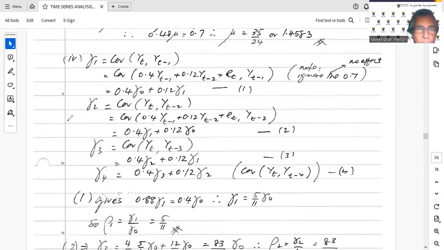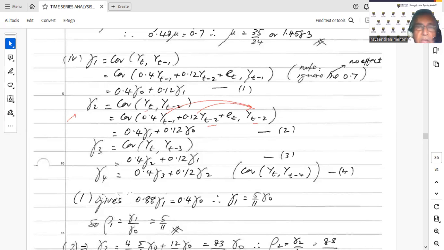You go to gamma 2. Write down your expression here, your process, and then do the same thing. Take 0.4 Yt minus 1 and Yt minus 2. Let me do that one more time. You will get 0.4 gamma 1, and then you take this thing and deal with this. This is t minus 2 and t minus 2, so you get 0.12 gamma naught.